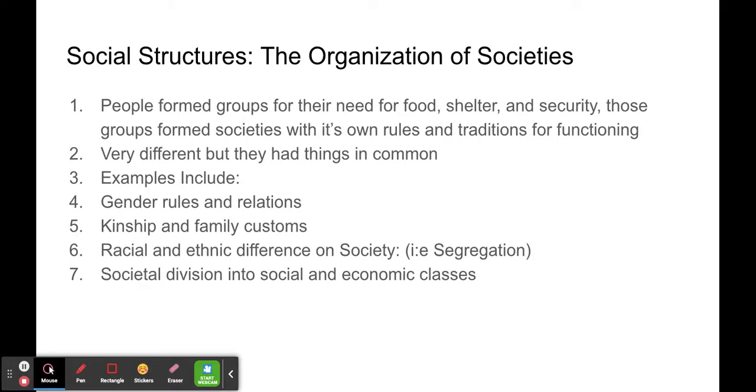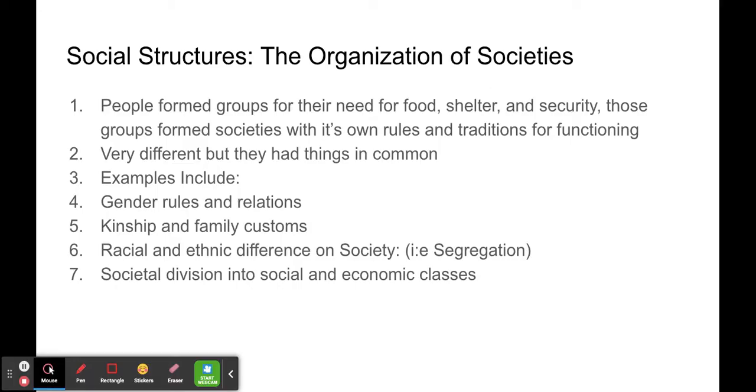Social structures, the organization of societies. People form groups for their need for food, shelter, and security. Those groups form societies with their own rules and traditions to be able to function. They're very different, but they do have several things in common.